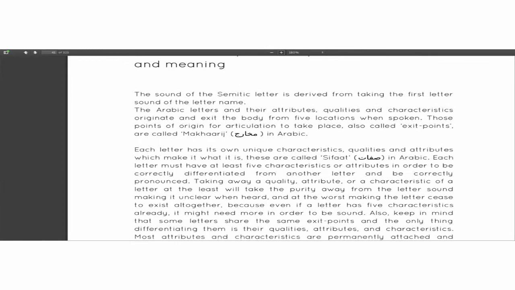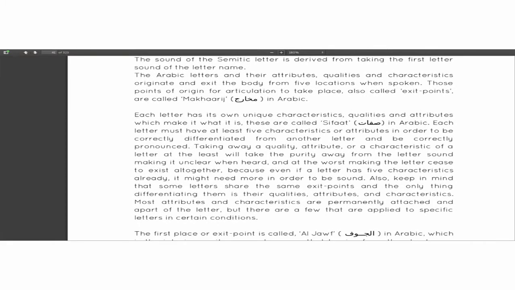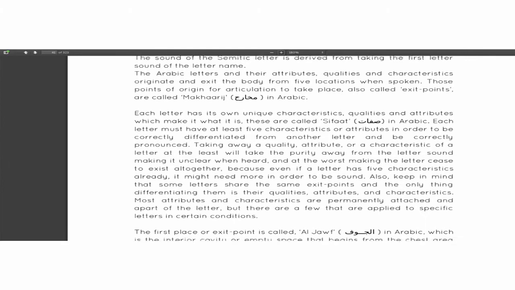Each letter has its own unique characteristics, qualities, and attributes, which make it what it is. These are called sifat in Arabic. Each letter must have at least 5 characteristics or attributes in order to be correctly differentiated from another letter and be correctly pronounced. Taking away a quality, attribute, or characteristic of a letter at the least will take the purity away from the letter sound, making it unclear when heard, and at the worst making the letter cease to exist altogether. Because even if a letter has 5 characteristics already, it might need more in order to be sound.